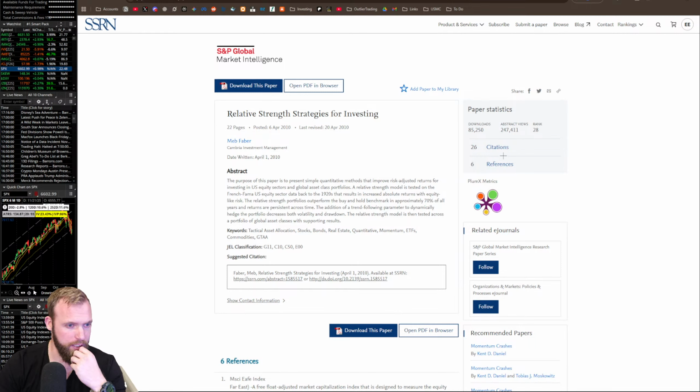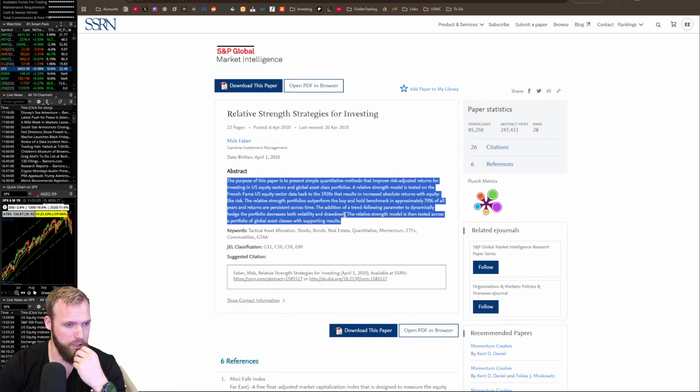So for example, let's just see what this one says specifically. This one's pretty old. Let's see, that improved risk-adjusted returns, relative strength model tested in French pharma sector back to the 20s, increased absolute returns, relative strength portfolios outperform buy and hold benchmark. The addition of trend following parameter to dynamically hedge decreases vol and drawdown. Relative strength model is then tested across a portfolio. Yeah, so this is solid. So let's download this.